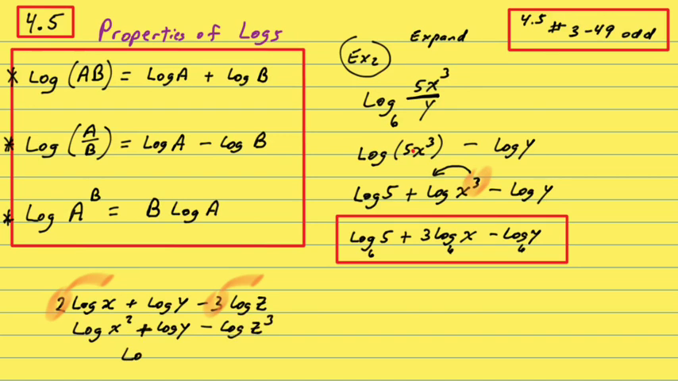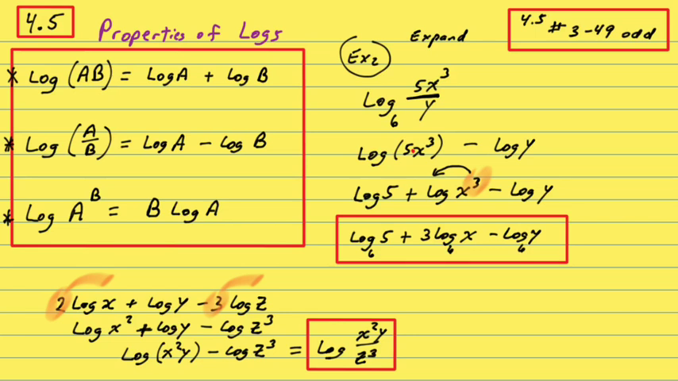The addition becomes multiplication, so that's x squared y. The subtraction becomes division, so it would be log of x squared y divided by z to the third. With practice, these will become a little bit easier. That's one example of expansion, example 2, and then here's an example I made up, one where we condensed.